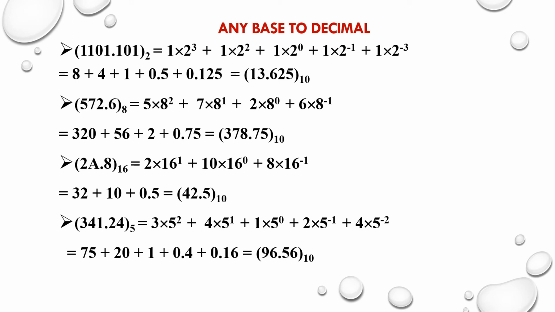So always we have to start the weighting from the LSB bit to the MSB bit, and for the fractional value in this direction. For the fractional values, you have to give the weight in terms of 2 power minus 1, 2 power minus 2 if it is base 2. Suppose it is base 5, then we have to write 5 power minus 1, 5 power minus 2 and so on. So this is the example to convert any base value to decimal.